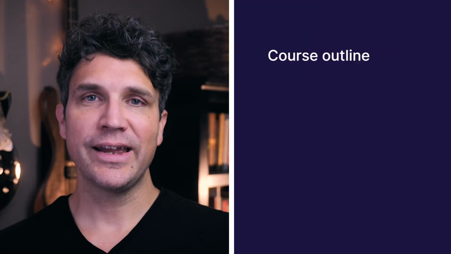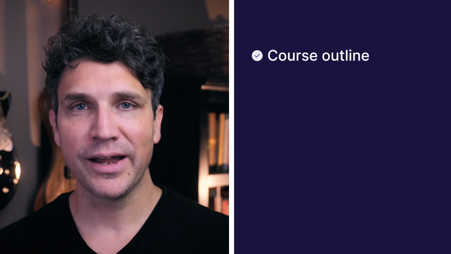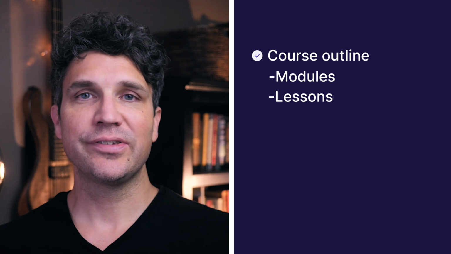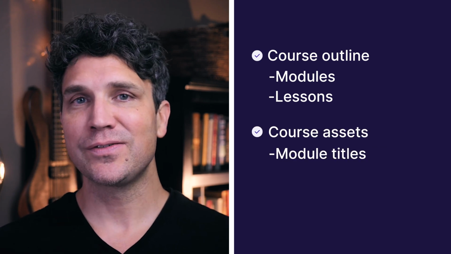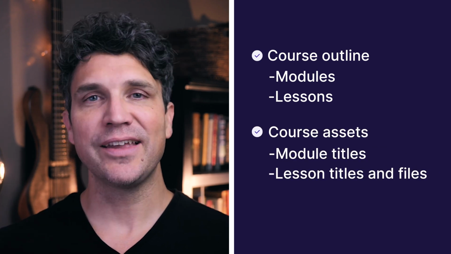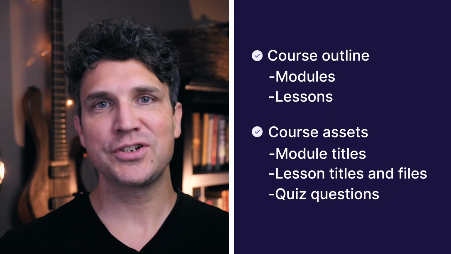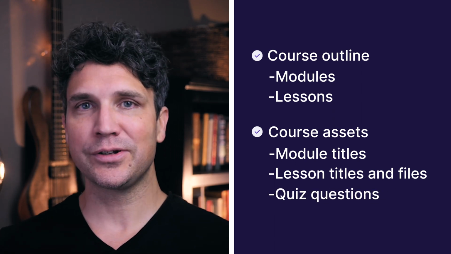I did put a couple of things together so I wasn't doing this completely from scratch, and I recommend you do the same. The things I have are a course outline, so I've broken up my online course into different modules and lessons, and then the course assets. So I've got titles for each of the modules, I have titles and video files for each of the lessons, and I've also written out questions for the quizzes that I'm going to include in the course.